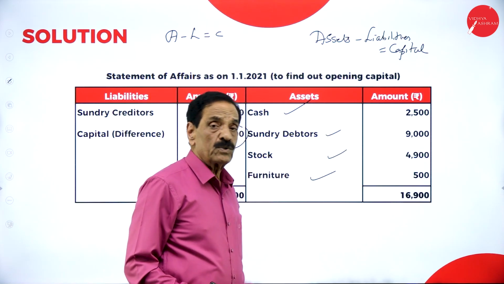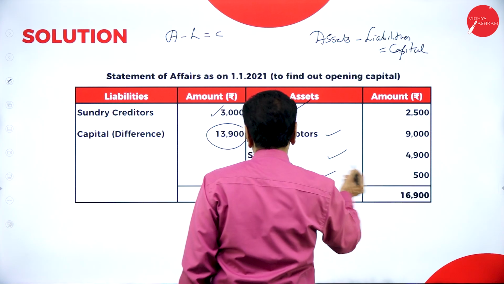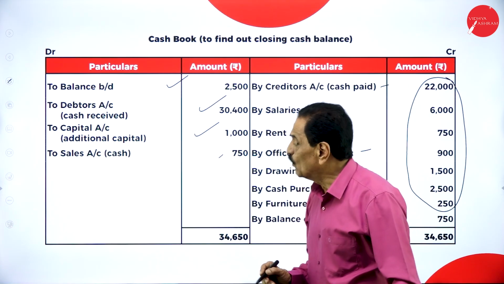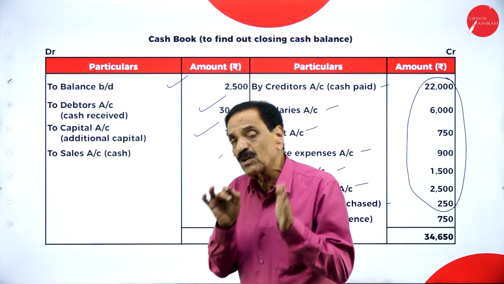Your opening cash is 2,500. Debtors are 9,000. Stock 4,000. Furniture. The difference is 13,900. Then they have given the opening balance of cash. They have not given the closing cash. So you have to calculate the closing cash.